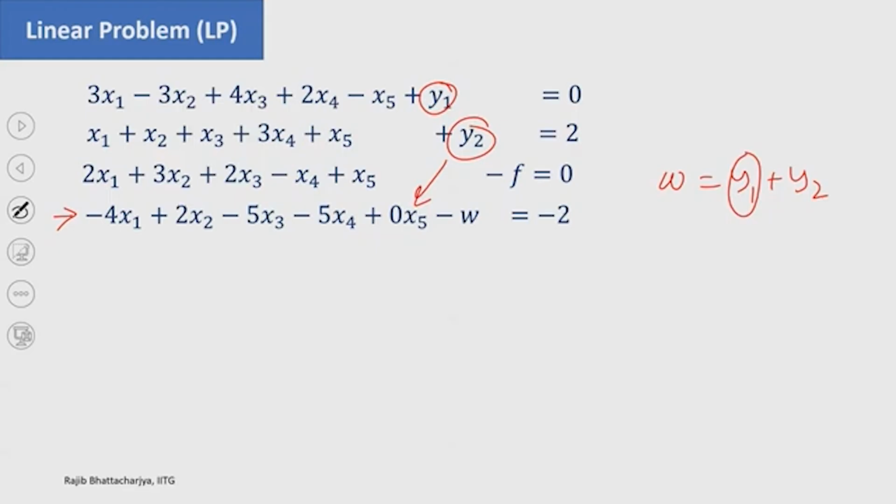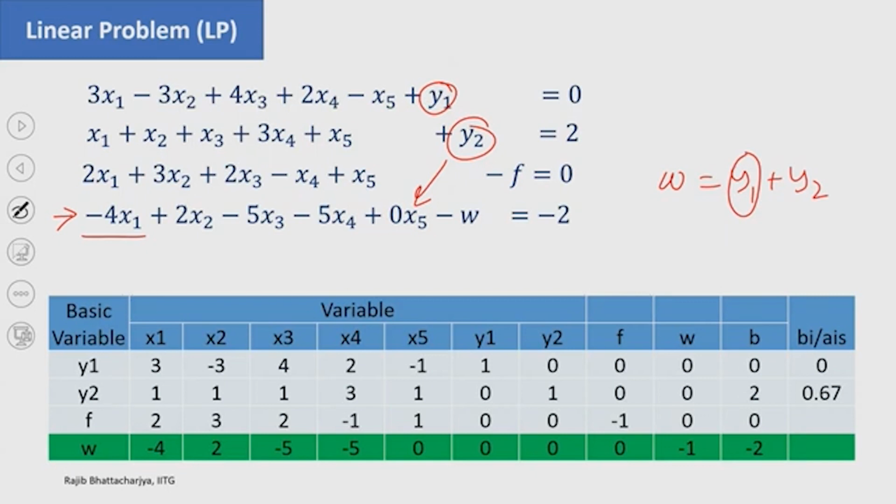If I do that, I will be getting w equal to y 1 plus y 2, which is equal to minus 4 x 1 plus 2 x 2 minus 5 x 3 minus 5 x 4 plus 0 x 5, minus w equal to minus 2. If I put this on the simplex table, I get this particular table, where y 1 and y 2 are basic variables, and x 1, x 2, x 3, x 4 and x 5 are non basic variables.